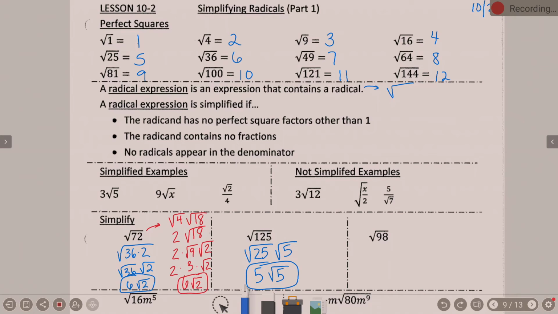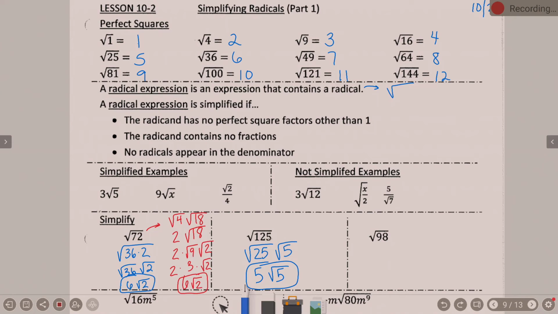Okay, let's try one more with just numbers here. Square root of 98. Well, first of all, is 98 a perfect square? No. The square root of 98 is 9.8994949. Okay, no. So what am I doing? Take your calculator.